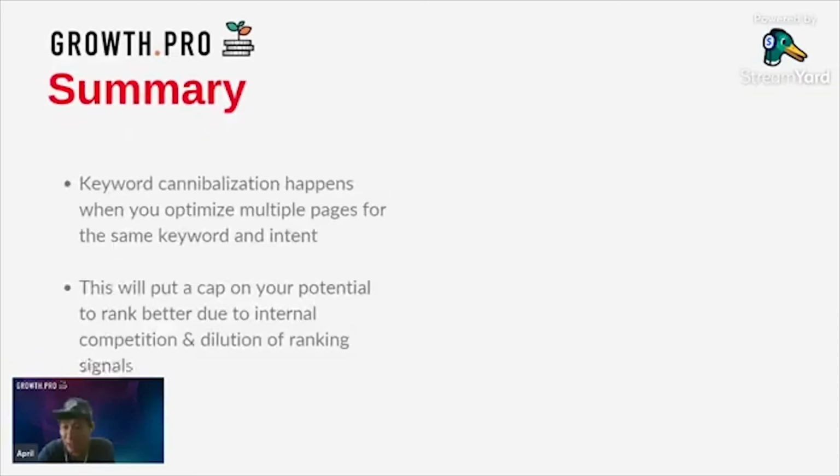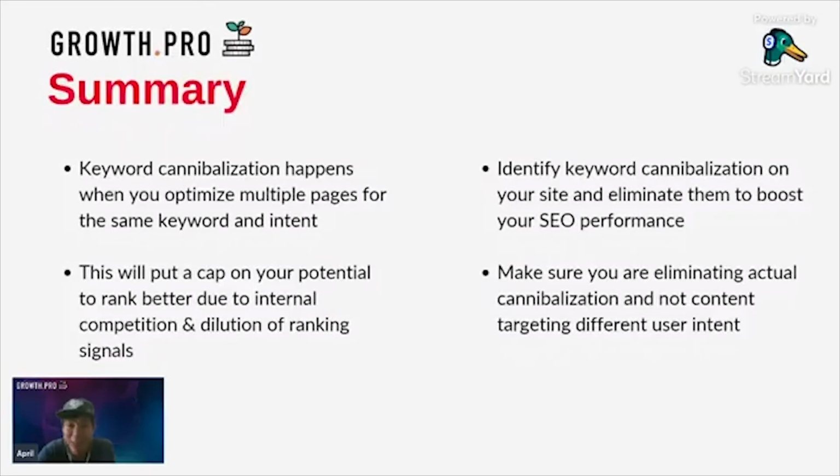So in summary, keyword cannibalization happens when you optimize multiple pages for the same keyword and the same intent. The same intent is really the more important part here. If you are trying to rank for the same keyword, and they are the same intent, that is a keyword cannibalization scenario happening on your website. When that happens, it puts a cap on your potential ranking. Because of all this internal competition, you are diluting your ranking signals, and this is going to hamper your potential to rank better on the search results.